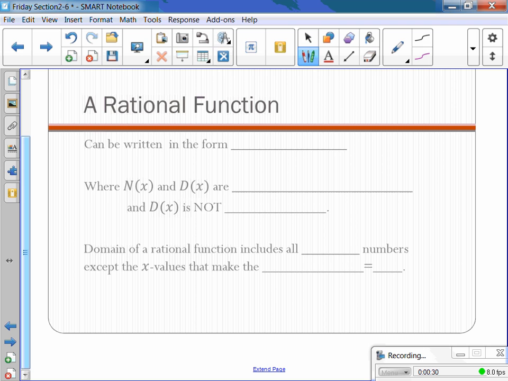A rational function consists of the form f of x equals n of x over d of x. In other words, it's a fraction, it's a quotient, where both my n of x and d of x are polynomials. So having a quotient of polynomials, that particular function we call a rational function. Of course, d of x cannot equal the zero polynomial.